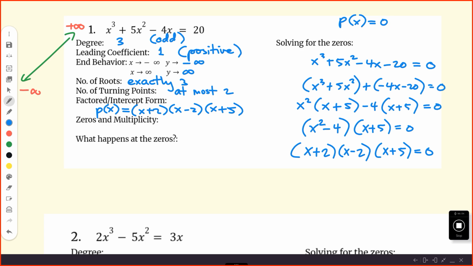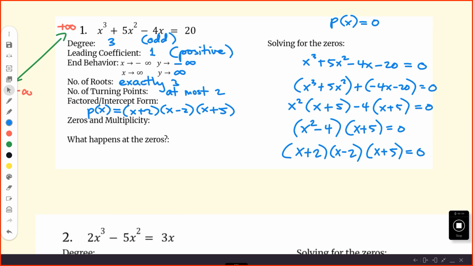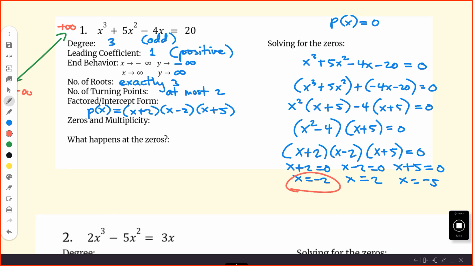Now again, we're going to set each of the factors to 0 to solve for the zeros, right? If you do that, x plus 2 equals 0, x minus 2 equals 0, x plus 5 equals 0, and then solve for x. This is negative 2, this is positive 2, this is negative 5, right? So these are the zeros. Zeros or solutions are the same thing, okay? So we're going to write x equals negative 2, and then x equals 2, and then x equals negative 5.